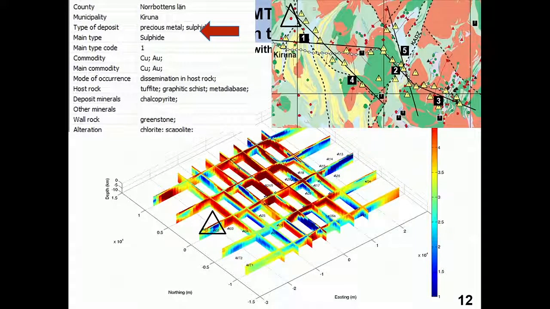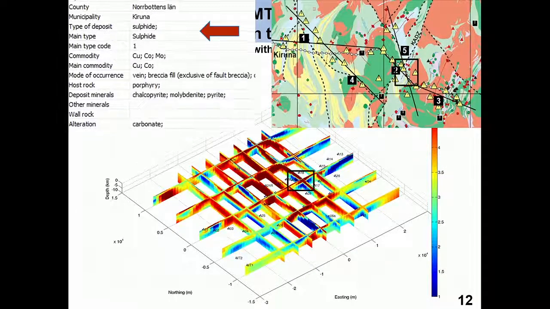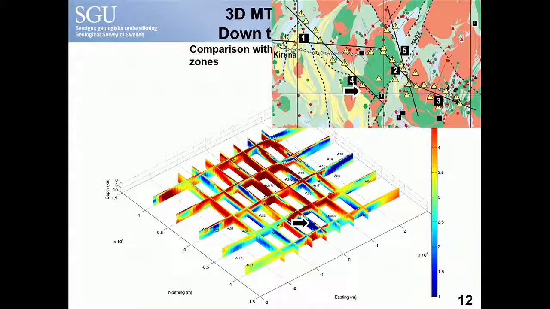Another example is this area here. If you look at the information in the database, it's sulfide mineralization, so it can be quite low resistivity. And the same here, we see sulfide mineralization, very low resistivity. And in that part, we don't have any information about mineralization, but we see a very low resistivity zone, and we don't know what it is.